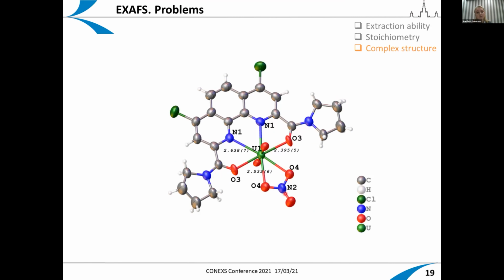The main problem in interpretation of EXAFS spectra is that the uranyl ion is coordinated by light elements. And as you can see from crystal data, amide oxygens and pyridine nitrogens and oxygens of the nitrate group are at a similar distance from the uranium atom, which makes them almost indistinguishable by EXAFS. And unfortunately, these atoms are the ones we are most interested in when trying to see if there is any difference between complex structure in solid and in liquid states, or between complexes in solutions.